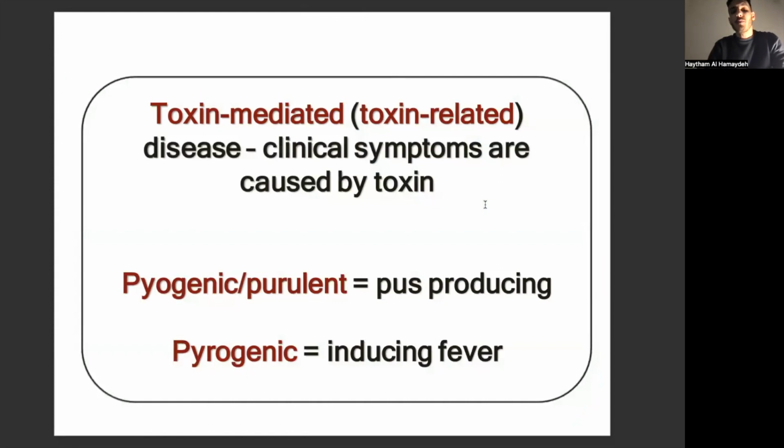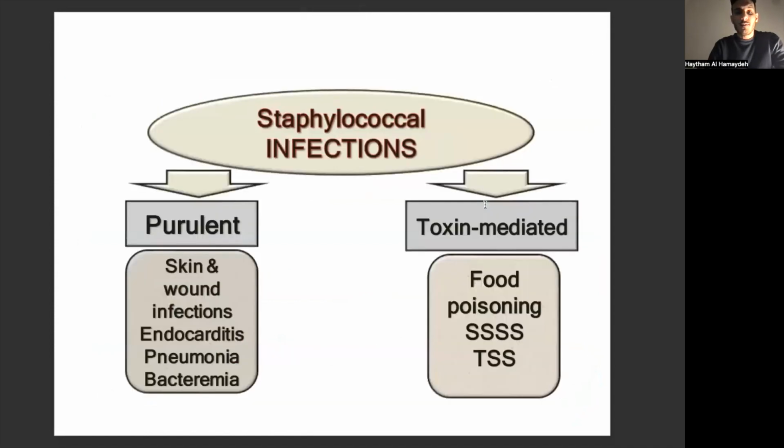Here it's just saying purulent means pus producing, pyrogenic is inducing fever. Infections, this is what we just discussed. The SSSS and TSS, toxic shock syndrome, and the other shock syndrome of the skin and food poisoning are toxin mediated. Purulent means that it's on the skin. And these are endocarditis, pneumonia, and bacteremia. We're just identifying disease caused by Aureus into different categories: the purulent ones and the toxin mediated ones.